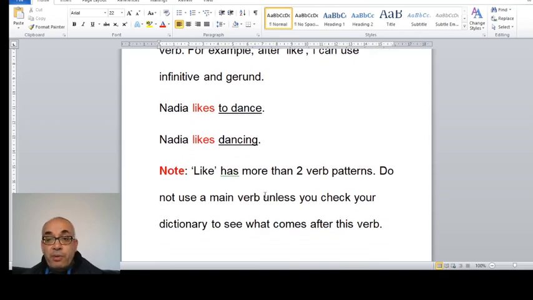Please note, this is very important. Like has more than two verb patterns. Don't use a main verb unless you check your dictionary to see what comes after this verb. So some verbs have one verb pattern. Some verbs have two or three or five or six. So before you use any main verb, ask yourself, what can I put after this main verb? And your best friend is the dictionary. The dictionary can tell you what you can do.